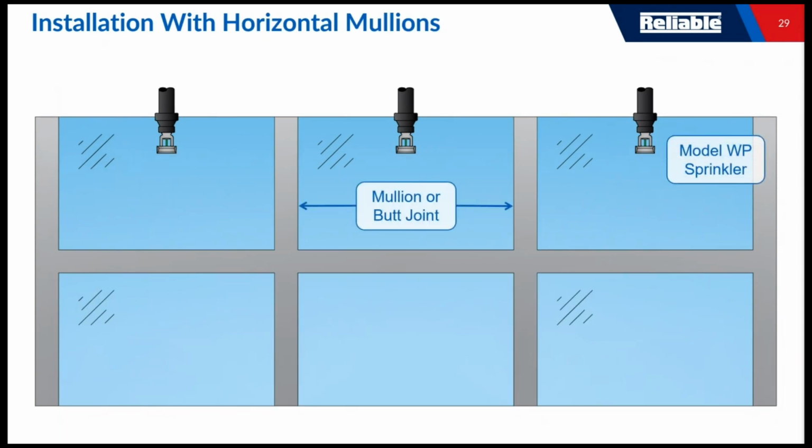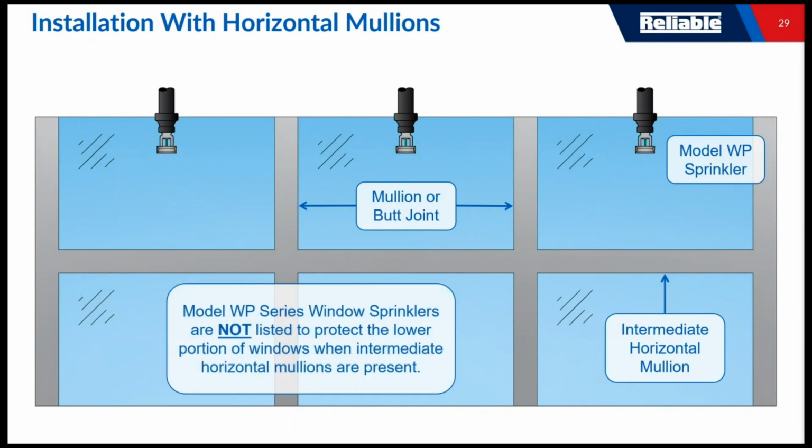Now, all the installations that we have evaluated at UL have always been for basically a sheet of glass. And we have a way to separate it with the vertical mullions and the butt joints. But when we get to this point with the horizontal mullions, that becomes a bit of a problem. That water is not going to cascade any longer down that surface. So the intermediate horizontal mullion really interrupts that spray pattern.